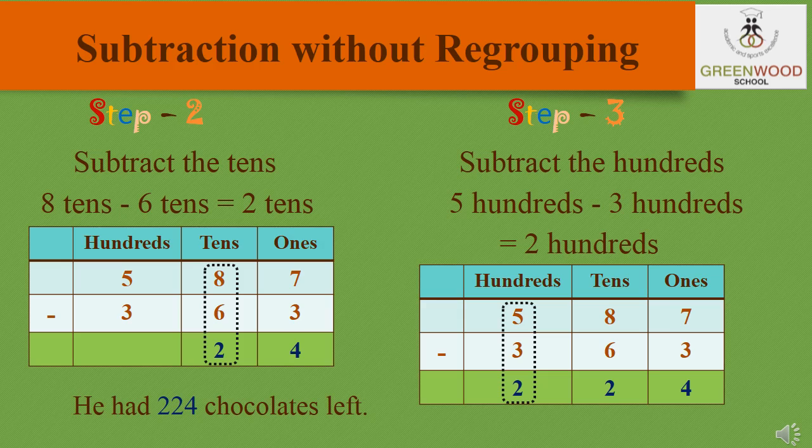Step 3. Subtract the hundreds, that is 5 minus 3. Again look at the pattern. Bigger number upper while the smaller number down. Take out 5 fingers, out of which you need to fold 3. 1, 2, 3. Now how many fingers do you have left? 1, 2. So 5 minus 3 is 2. That is, he had 224 chocolates left with him.